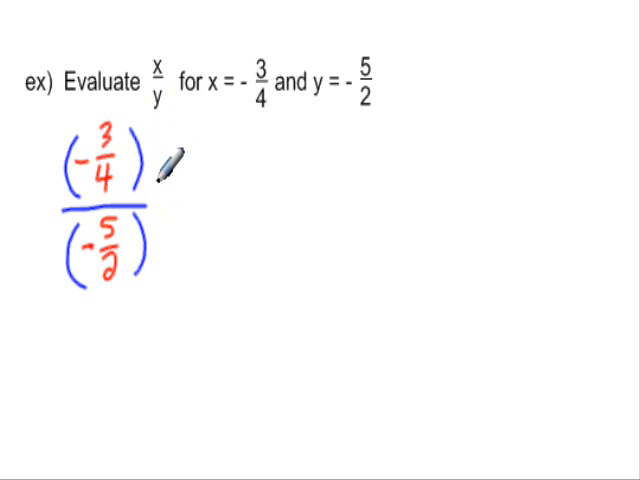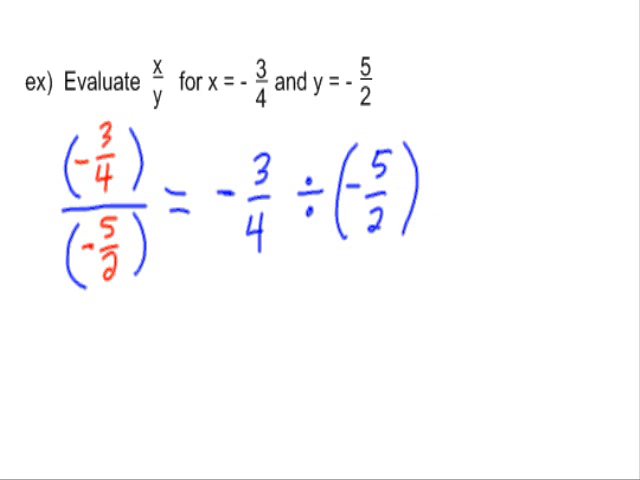by negative 5/2. And if we rewrite it in a way we're used to seeing it, it'll be a lot easier to work with. So I'm going to write negative 3/4, and I'm going to use the elementary school division sign. And then I'll write negative 5/2. This should look more familiar to you because we can use a method called keep, change, flip to solve it.